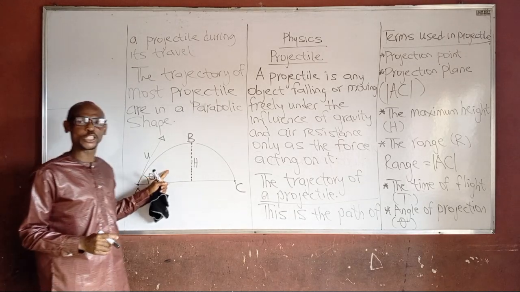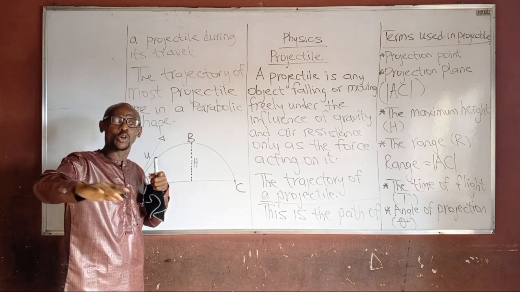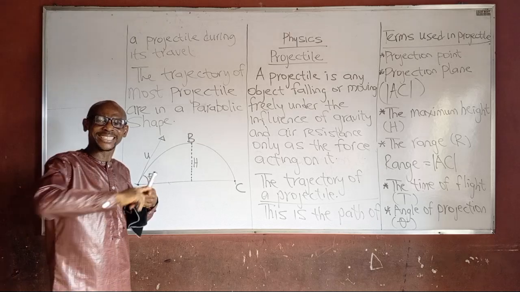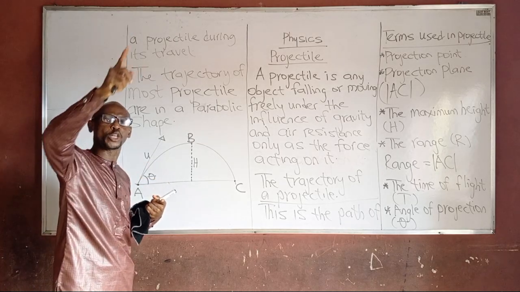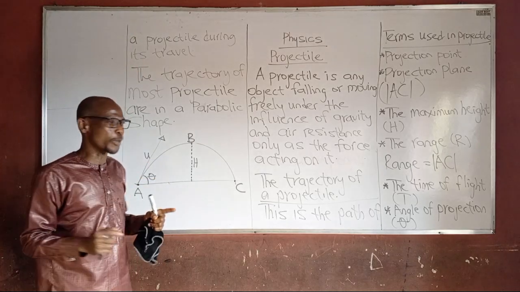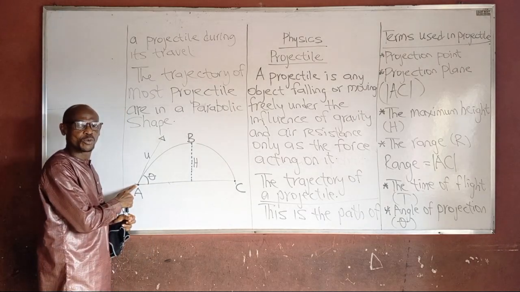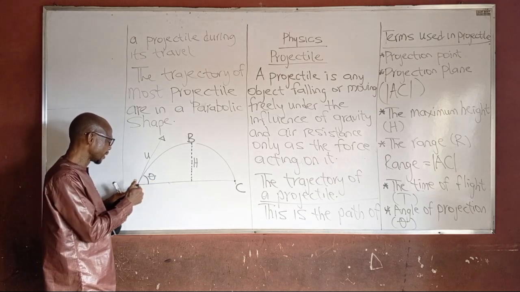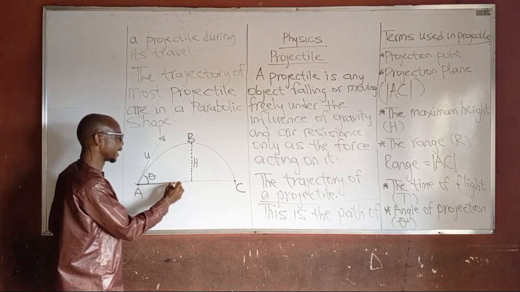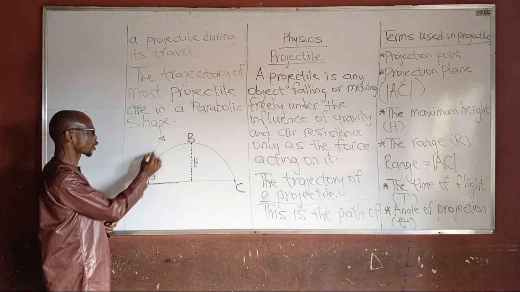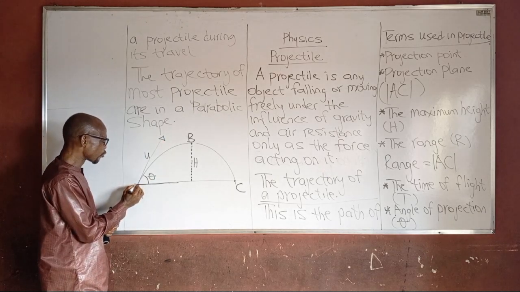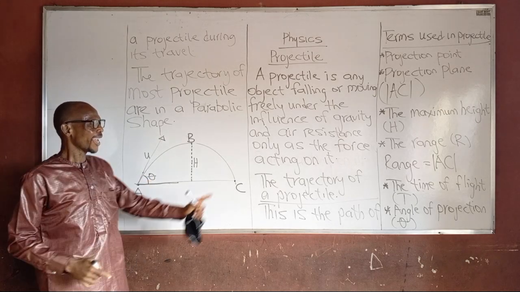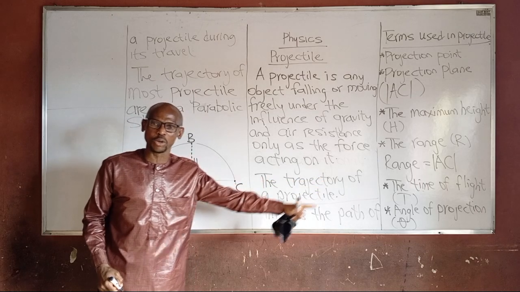What is the angle of projection? It is the angle between the projection plane and the initial direction of the projectile when released from the projection point. We say that the angle of projection is the angle between the projection plane and the initial direction of the projectile when released from the projection point. We refer to that as well, the angle of projection.